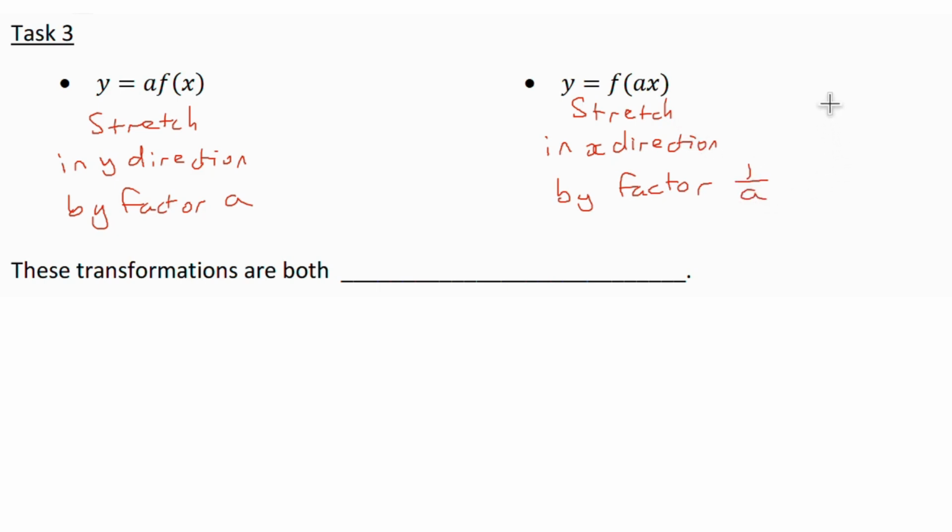It gets stretched by the reciprocal. So when it's 2, it gets squished to become half as big. When it's a half, it gets stretched out to be twice as big. And these two are both examples of stretches.